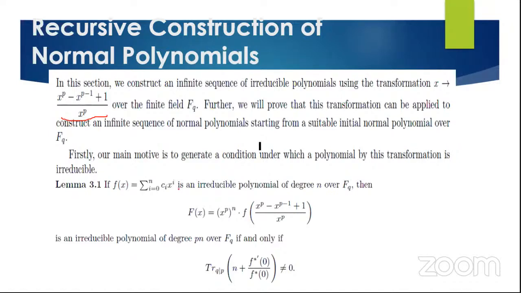Lemma 3.1 states that if we have a polynomial f of x which is an irreducible polynomial of degree n, then we write f of x as x raised to power p raised to power n f of x raised to power p minus x raised to power p minus 1 plus 1 upon x raised to power p. Then we prove that this polynomial is irreducible if and only if trace of n plus f star dash of 0 upon f star of 0 is non-zero. F star is nothing but the reciprocal polynomial, and dash denotes the derivative of this polynomial at point 0.